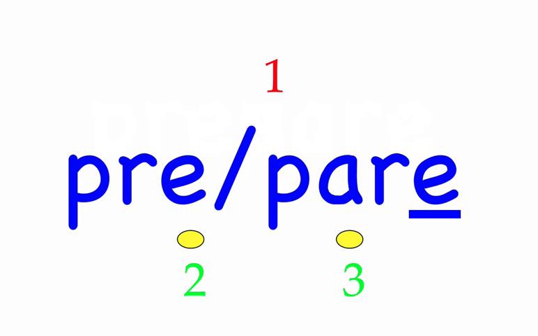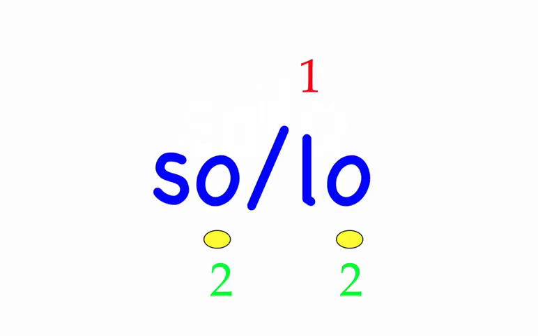Row 7. Solo. I will fly the plane for a solo flight. Solo. So has two sounds: S, O. Lo has two sounds: L, O. Solo. Mark the word. Solo.